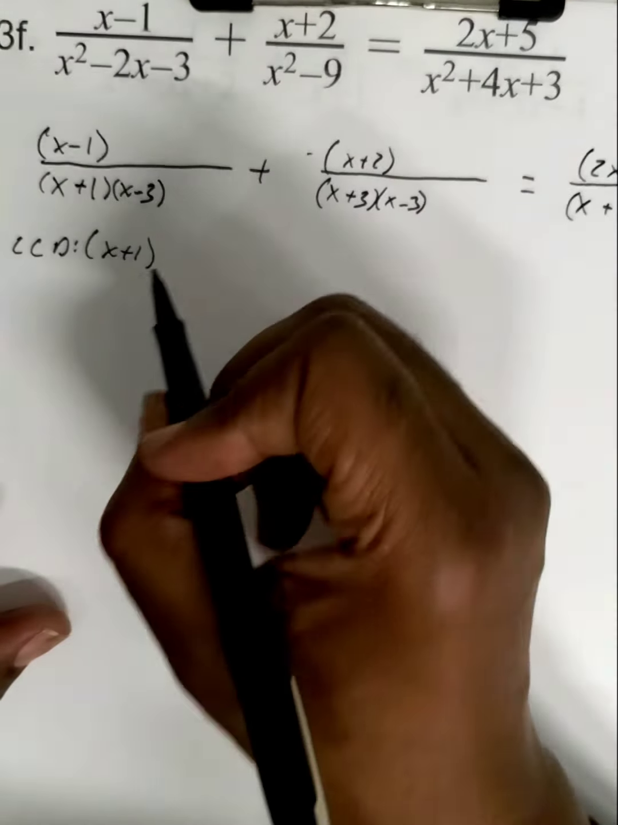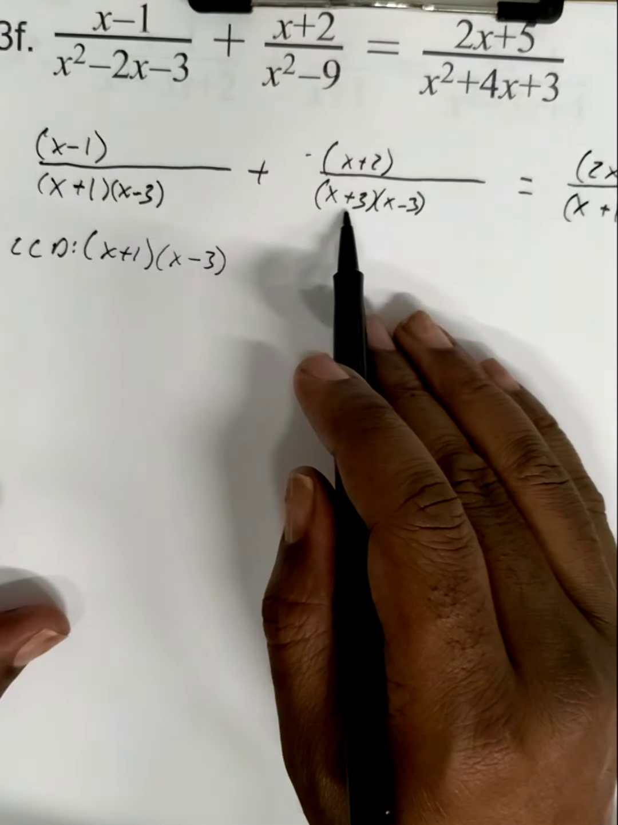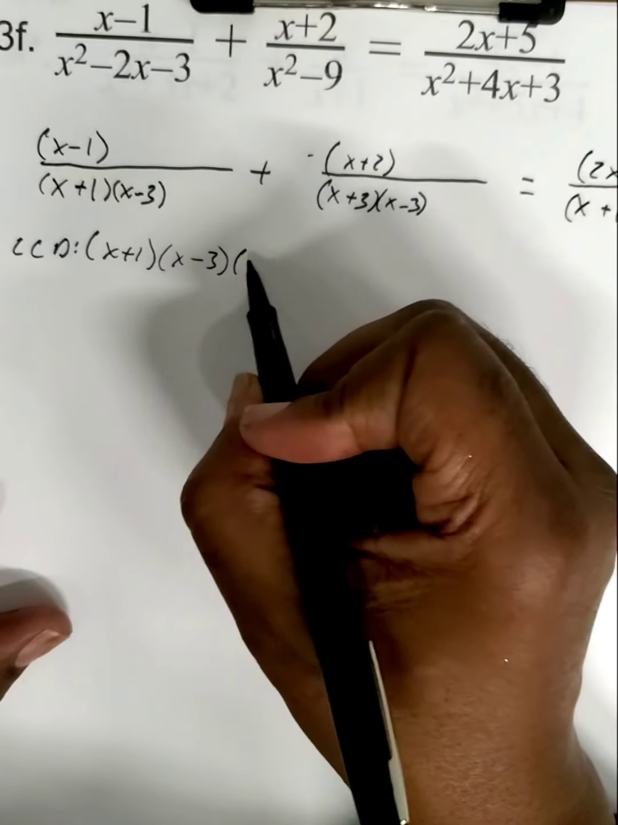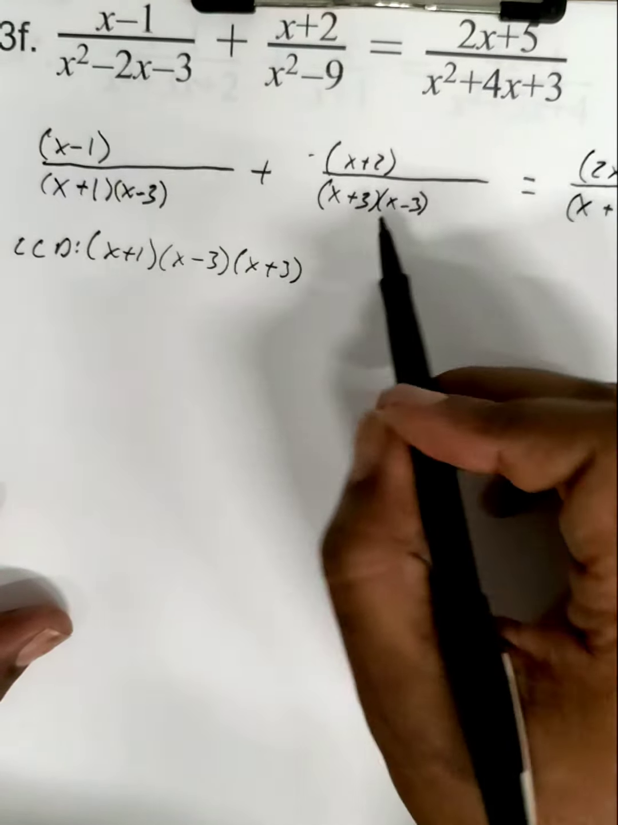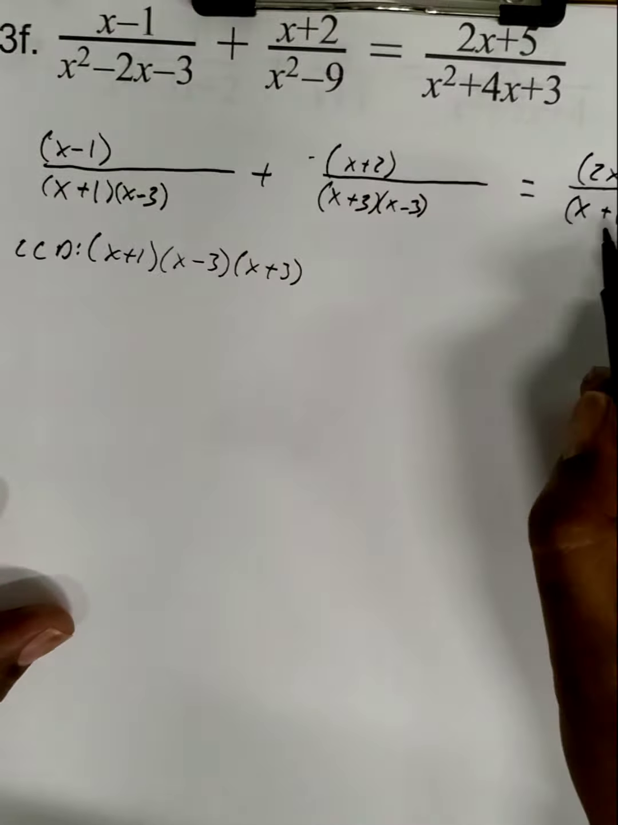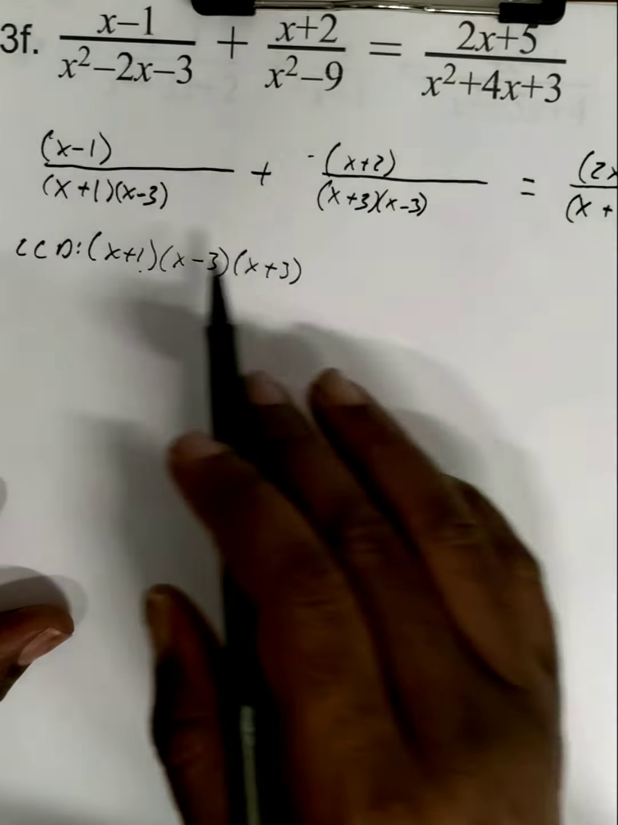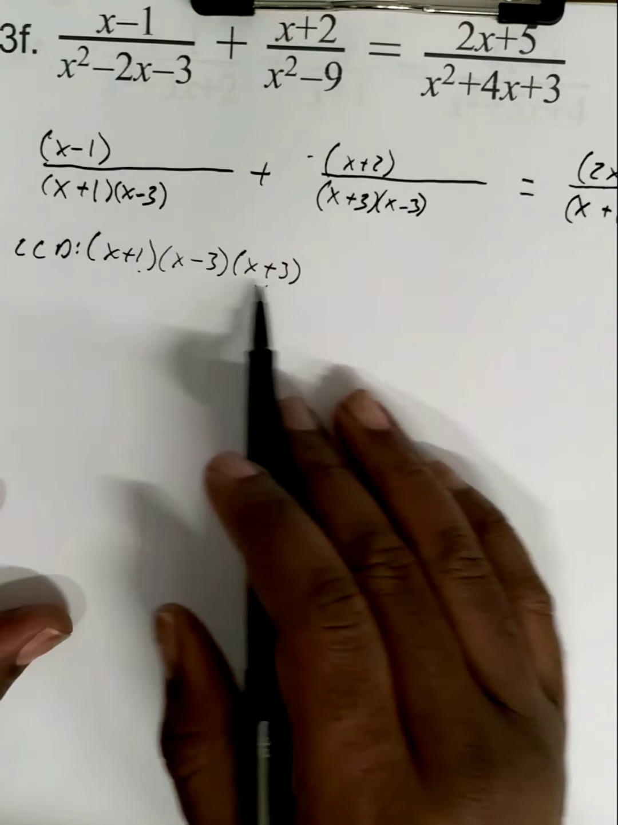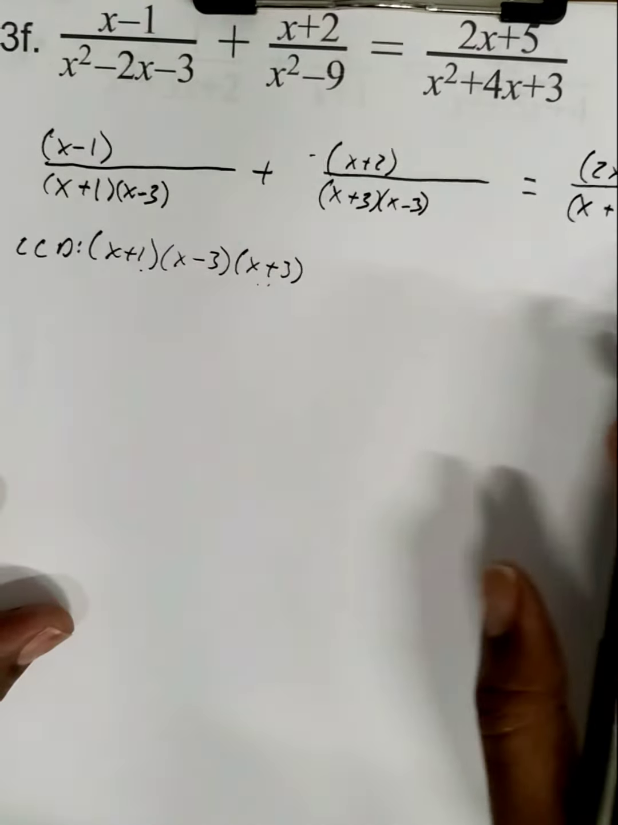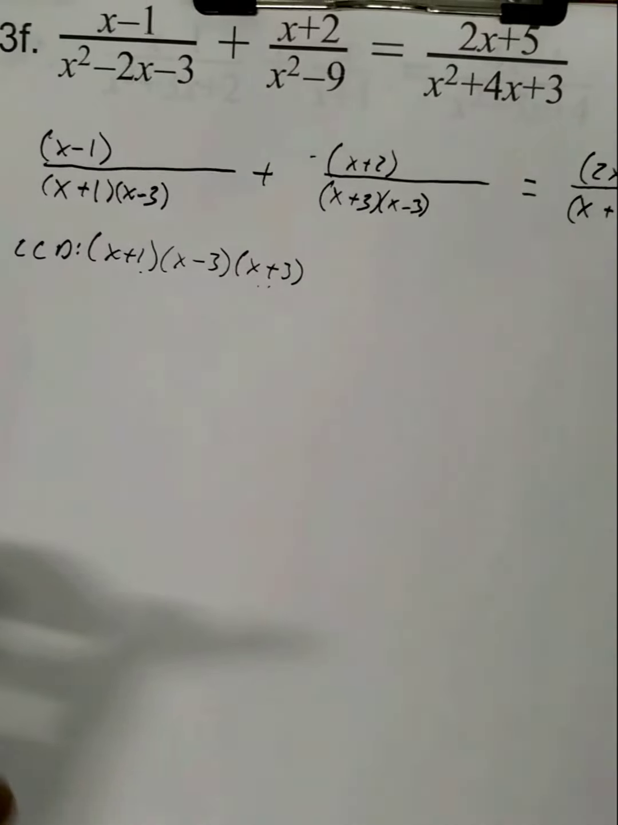I need an x minus 3. This says I need an x plus 3. This says I need an x minus 3. I got it. This says I need an x plus 1. I got it. This says I need an x plus 3. I got it. So this is my LCD with everything that's needed. So let's start putting the extra stuff in.